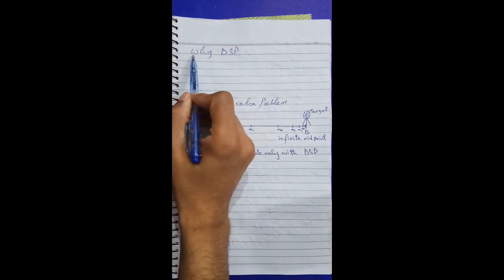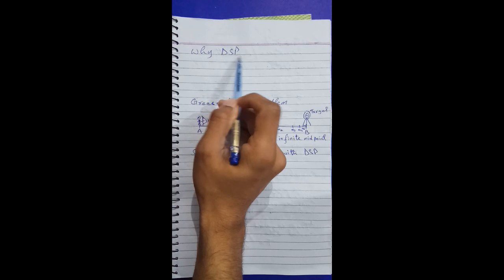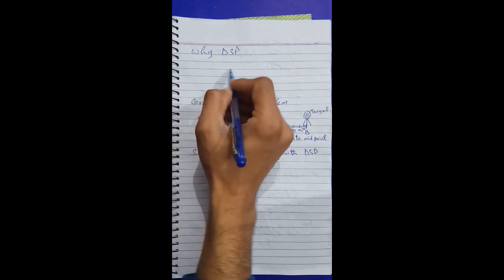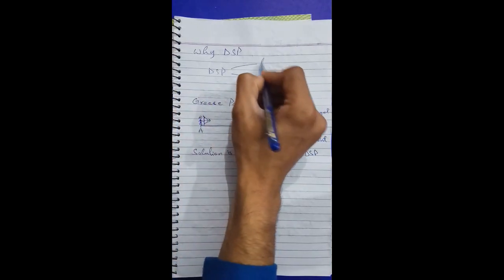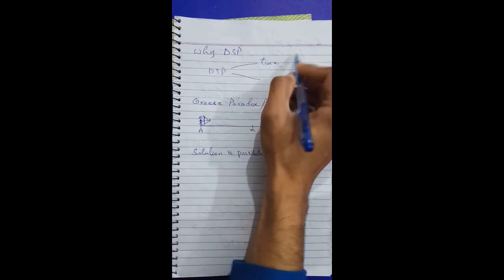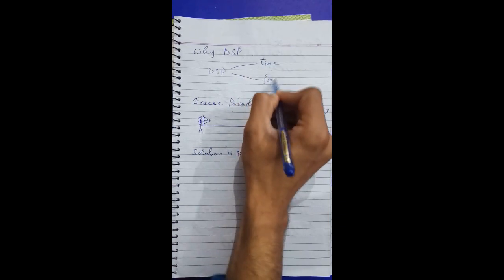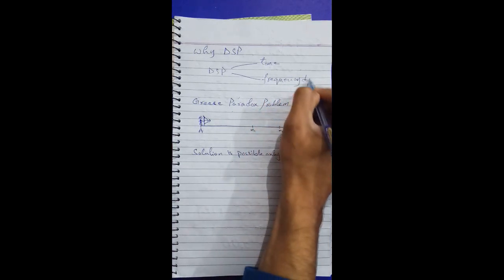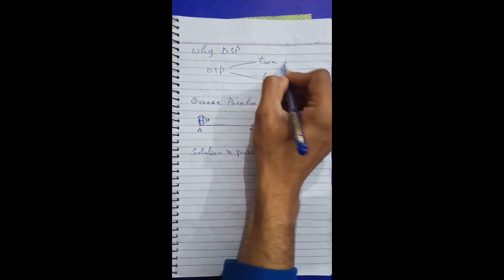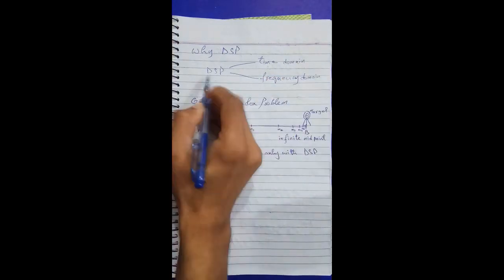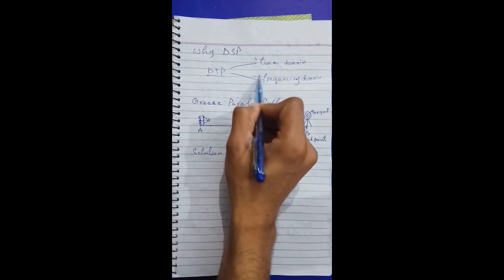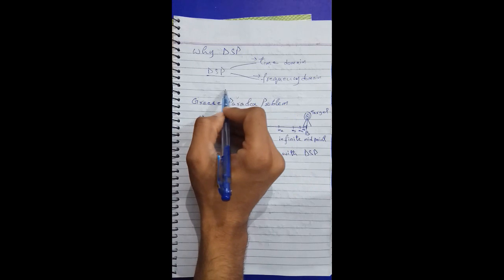The question is why we give importance to DSP. This is because in DSP we deal with both the time domain and the frequency domain. We see and analyze the signal in the time domain as well as in the frequency domain at a time.